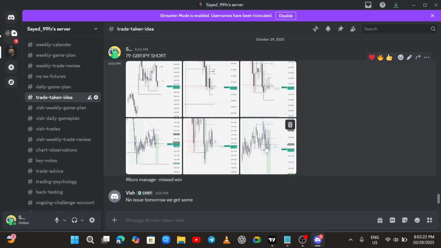Hello. Okay, let's review the trade I took in GBP. It was actually a missed win. I micromanaged the trade and the trade ended up playing well and it went to the target, but I exited the trade prematurely and that led me to miss this win. So let's analyze what the bias was and how I took this entry.